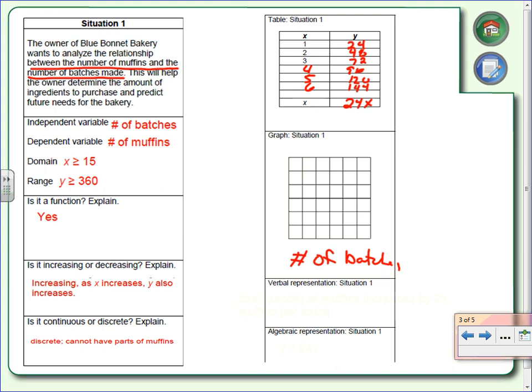The y values, that 24, 48, 72, 96, what do those numbers represent? The number of muffins. Here it is, number of muffins.